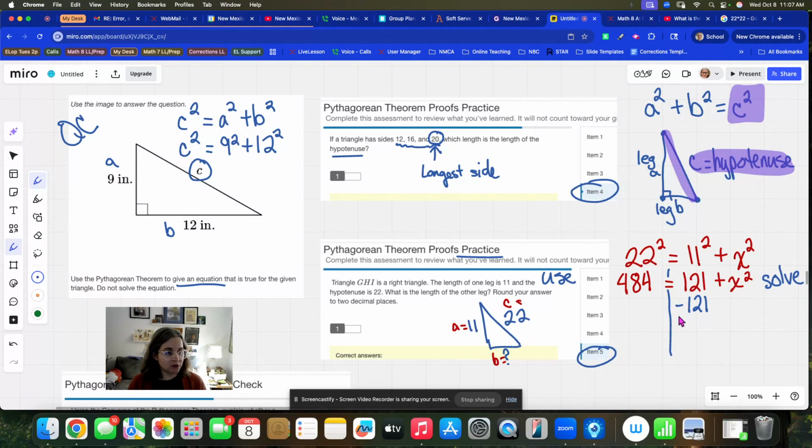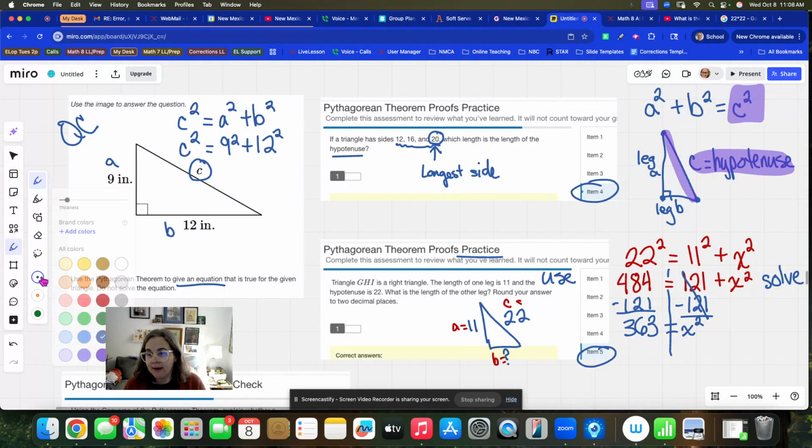I have to get rid of the 121. Okay, I'm going to subtract it. That'll zero it out. Okay, when we say it cancels, it's because 121 minus 121 is 0. But guess what? If I subtract 121 on one side of the equal sign, I've got to do it on the other side too, so that my equation stays balanced. So I get 363. That will equal x squared.